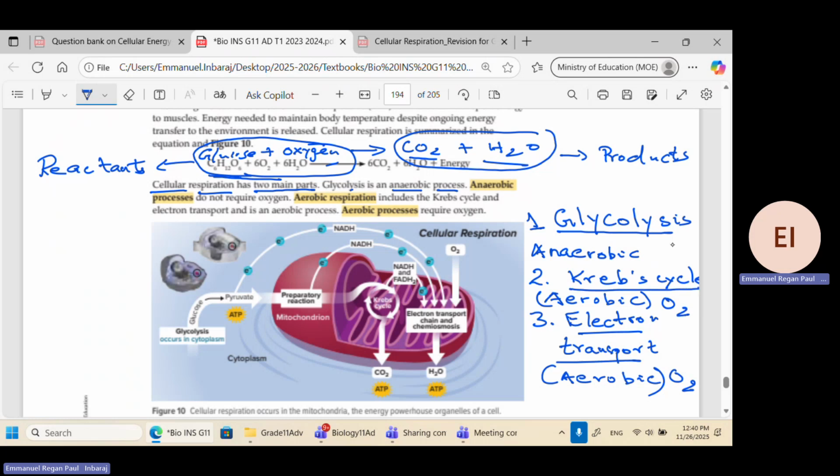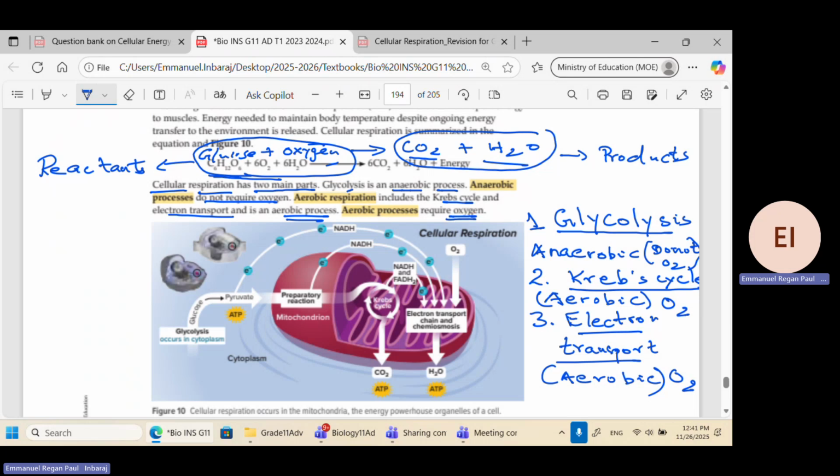But in anaerobic, they do not require oxygen. Oxygen is not at all needed. First learn this. You see it says here, glycolysis is an anaerobic process and it does not require oxygen. But what about the Krebs cycle and electron transport? They both are aerobic processes, and aerobic processes require oxygen.